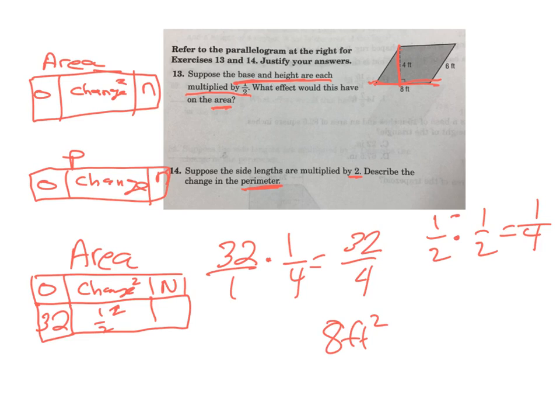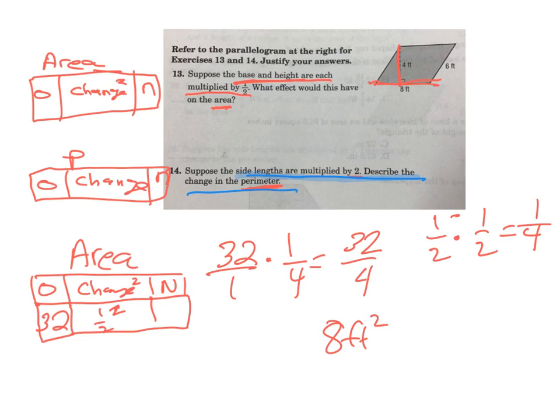All right. Now let's do the next one. I'm going to do the next one in blue so we can distinguish between the two. Suppose the side lengths are multiplied by 2 and describe the change in the perimeter. So because it's a perimeter, it's just going to be times 2.